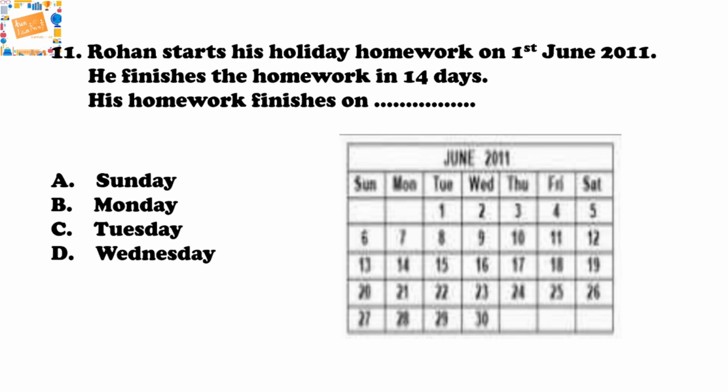Let's look at the next question. Rohan starts his holiday homework on 1st June 2011. Here I have a calendar of June 2011. He finishes the homework in 14 days. His homework finishes on dash. Is it option A, Sunday? Option B, Monday? Option C, Tuesday? Or option D, Wednesday? Observe the calendar and the question and answer this question.